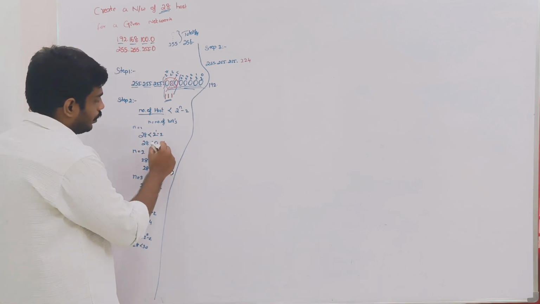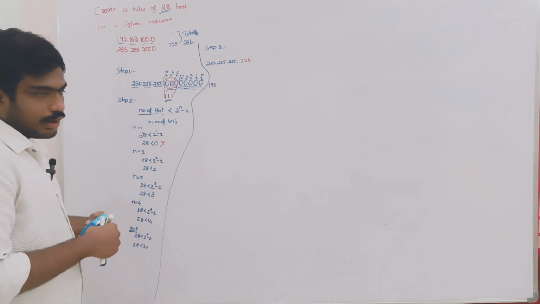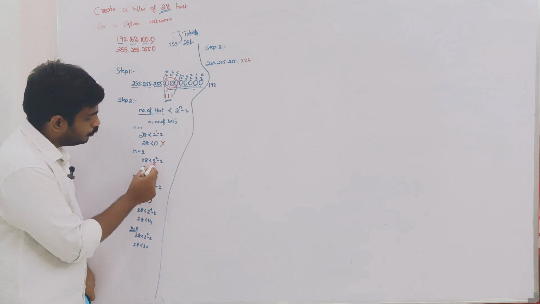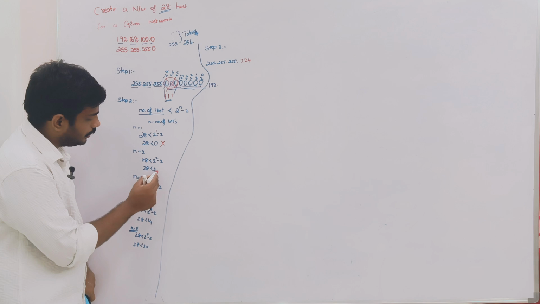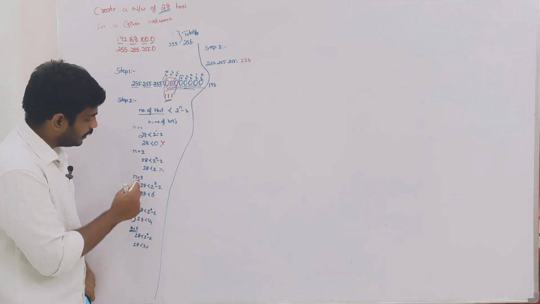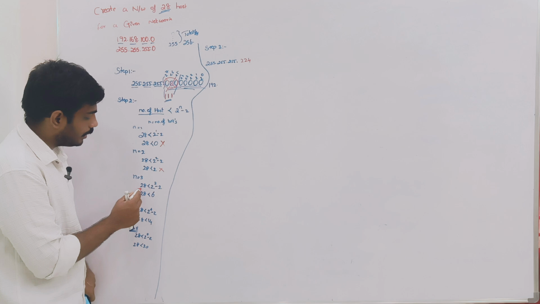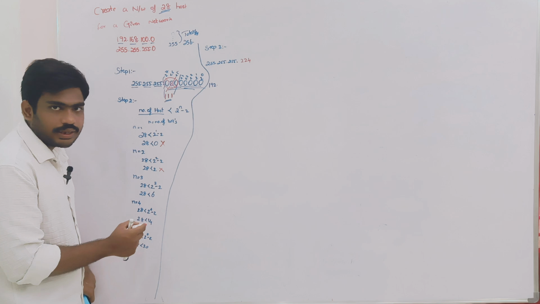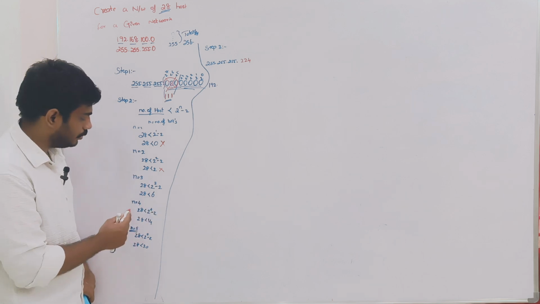So what will we do now? We increase the number of bits. Now I take 2 bits. Is 28 less than 2 power 2 minus 2, which is 2? Is 28 less than 2? No, still not true. Now we increase the number of bits. N equal to 3. Is 28 less than 2 power 3 minus 2, which is 6? Still it is not true.